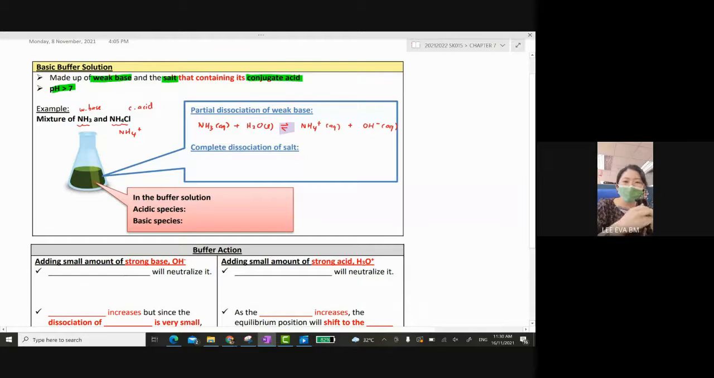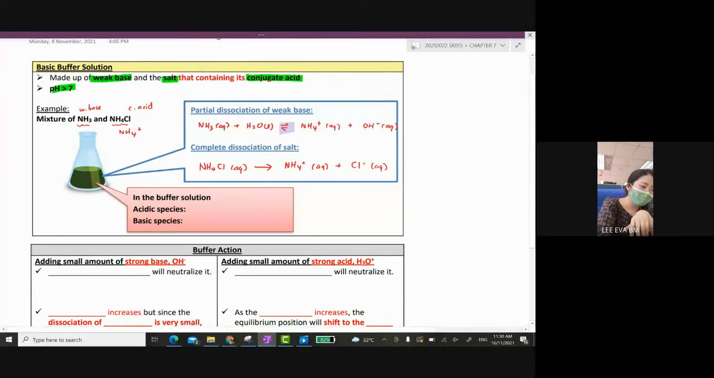And the next one, we have the complete dissociation of salt. In this case, the salt given is NH4Cl. Just write aqueous because it is the salt solution. So kita letak AQ sahaja. And then when it dissociates completely, take note of the arrow. It gives you NH4 plus aqueous and Cl minus aqueous. Again, highlight the arrow.